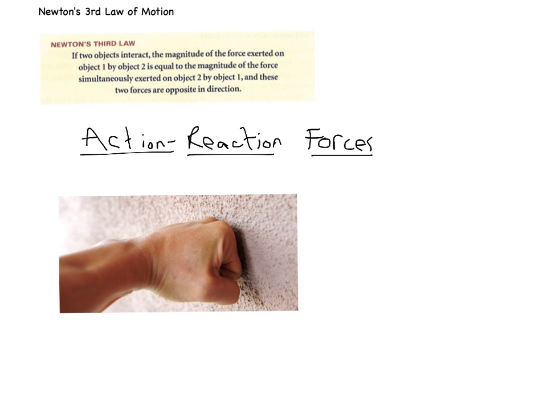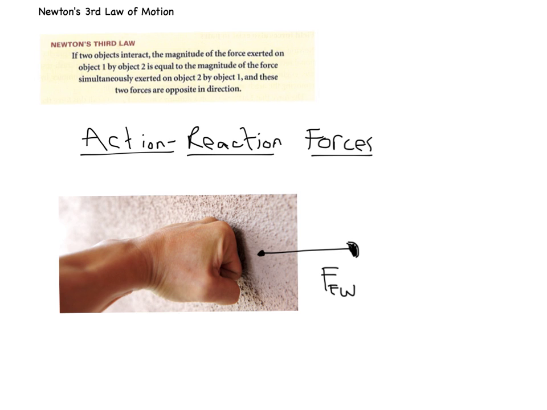Okay, so first, let's draw the force of the fist on the wall. So that force is on the wall. So I'm going to put my free body diagram on the wall, and the force of the fist on the wall is in this direction. So we can call this force of fist on the wall. Well, Newton's third law says for every action, which is the fist pushing on the wall, there has to be an equal and opposite reaction.